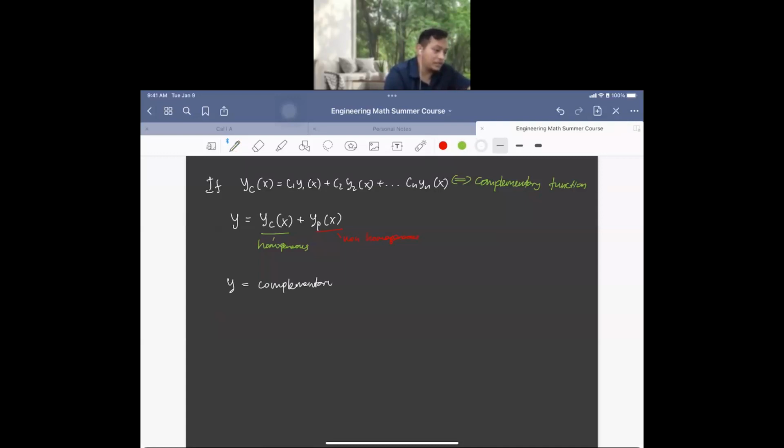And we can say that the solution itself is the complementary function plus any particular solution. So this is the general solution of the non-homogeneous equation.